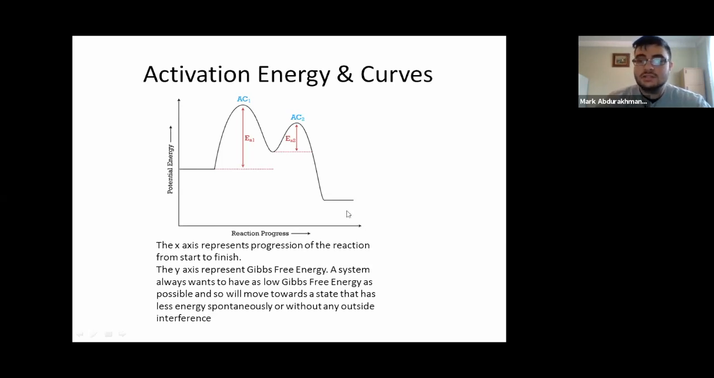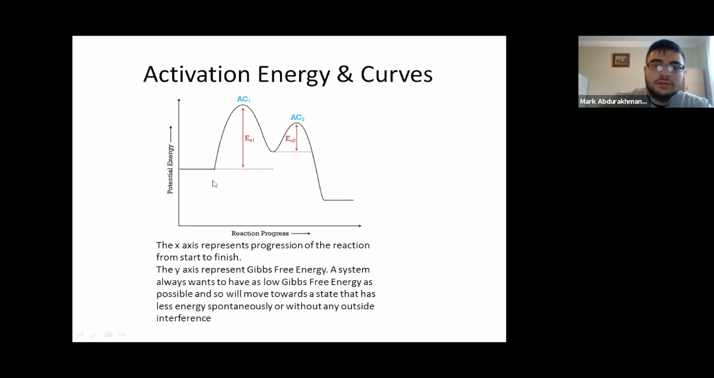And it happens spontaneously. So that means humans don't have to interfere. You don't have to have any outside sources that interfere. This will just happen in nature spontaneously without any outside interference, right? Because this is the way nature wants to go, from high energy to low energy, right?